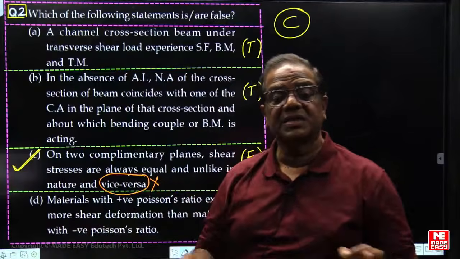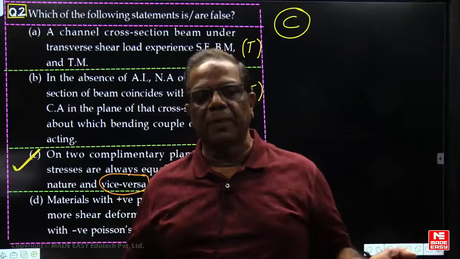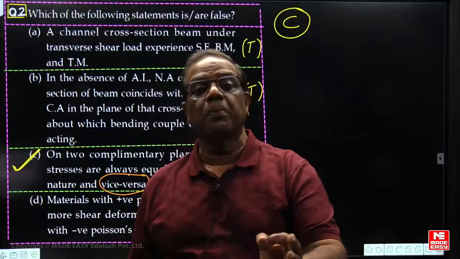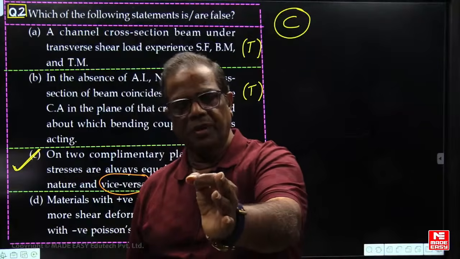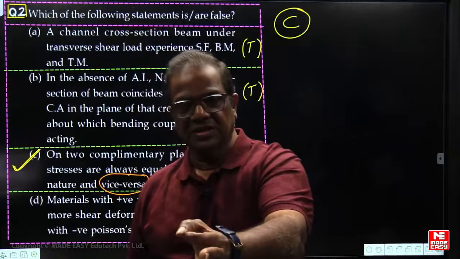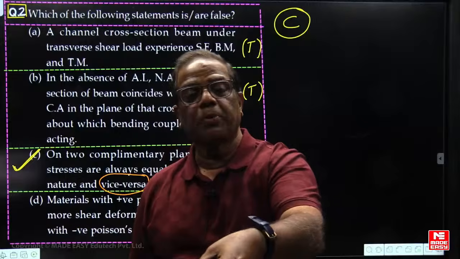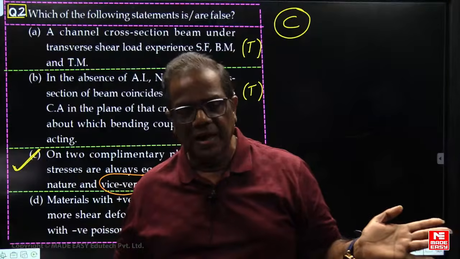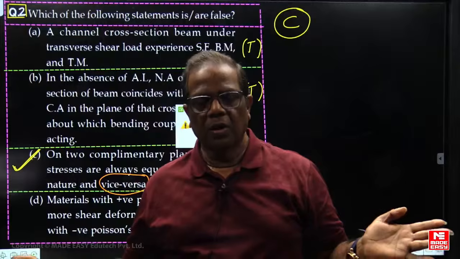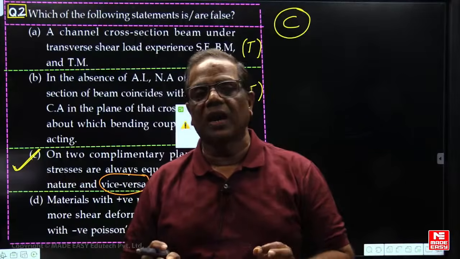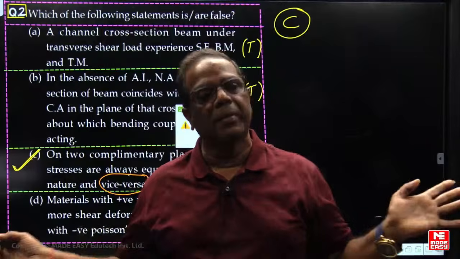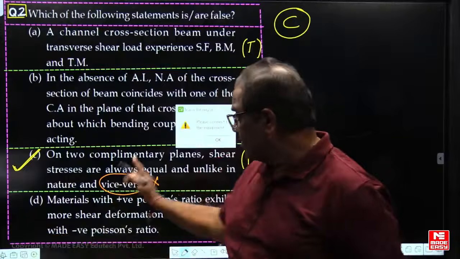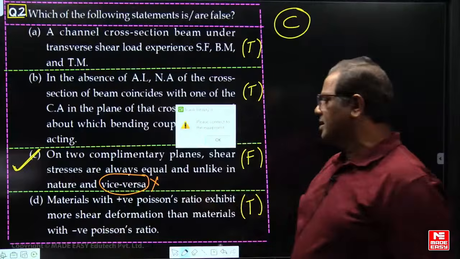Whenever the shear stresses are equal and like, they need not be complementary. A simple example is the planes of pure shear stress. On the planes of pure shear stress the values are equal, but they are not complementary. So whenever the shear stresses are equal and like, we cannot call them complementary planes. So that's why vice versa is not correct, that's why that's false.